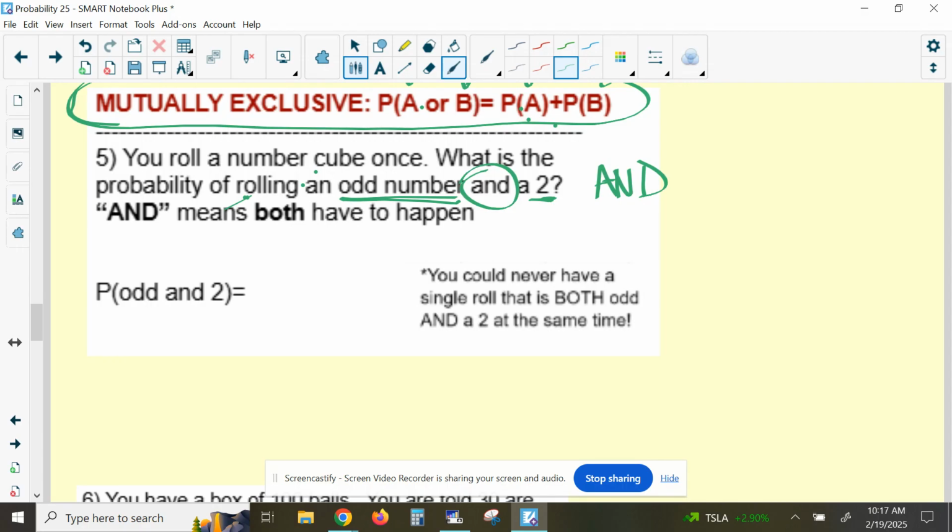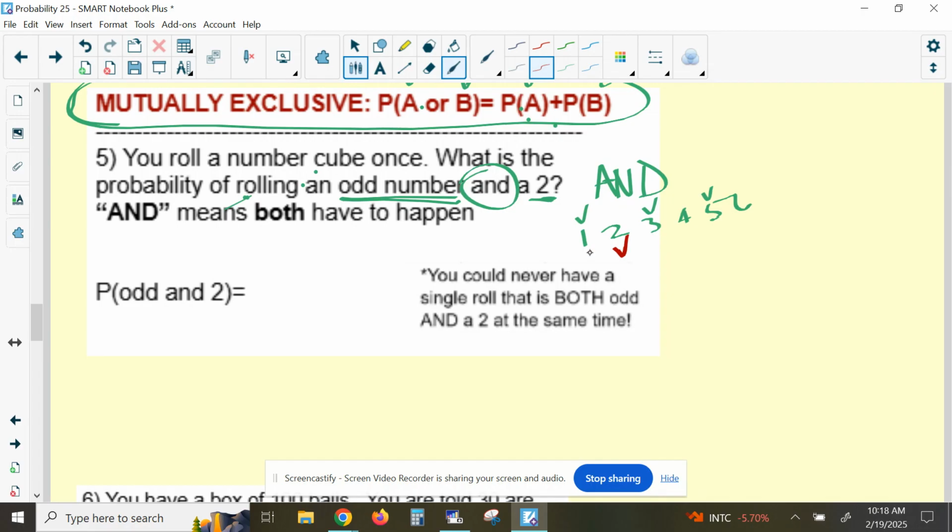So this is my number cube. I'm going to write it out because it's easy. 1, 2, 3, 4, 5, 6. That's my sample space. I can roll 1, 2, 3, 4, 5, 6. I want it to be odd and a 2. So let's go through this list. Which ones are odd? 1, 3, and 5. I'm going to switch my colors. Which ones are 2? That one. So are there any that are both? None of them have both check marks.